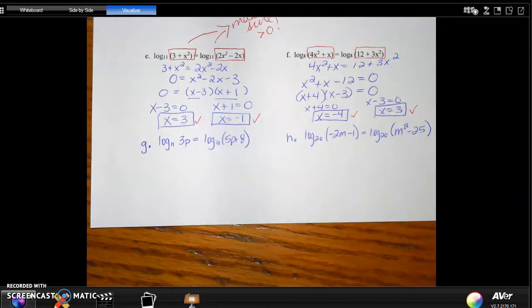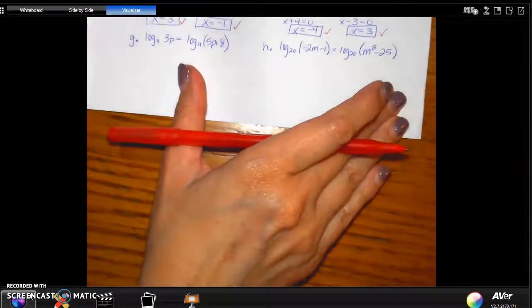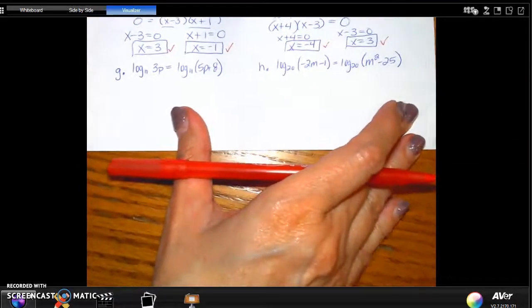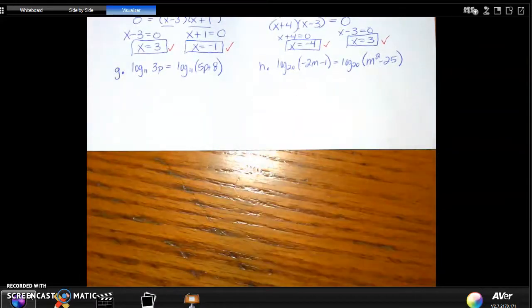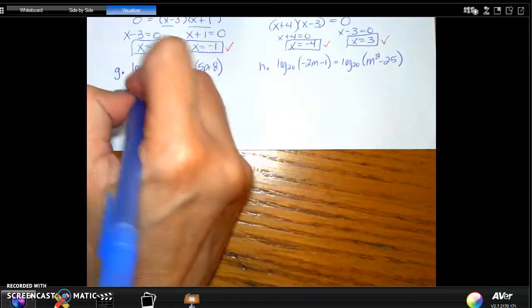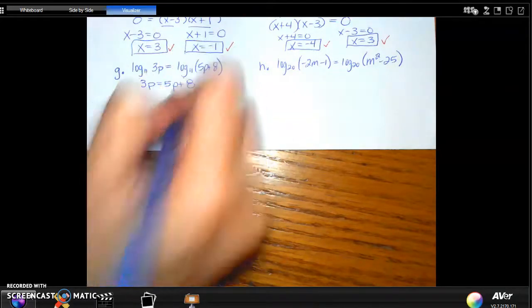Okay, just two more. So we're down at the tail end here now with these last two problems. I may need another piece of paper, but I'll try and make it work. So we have the same base on the left and the right. So I'm just going to set 3p equal to 5p plus 8.